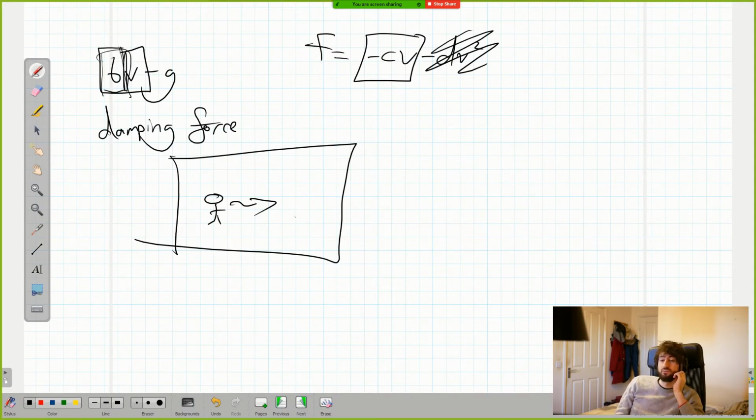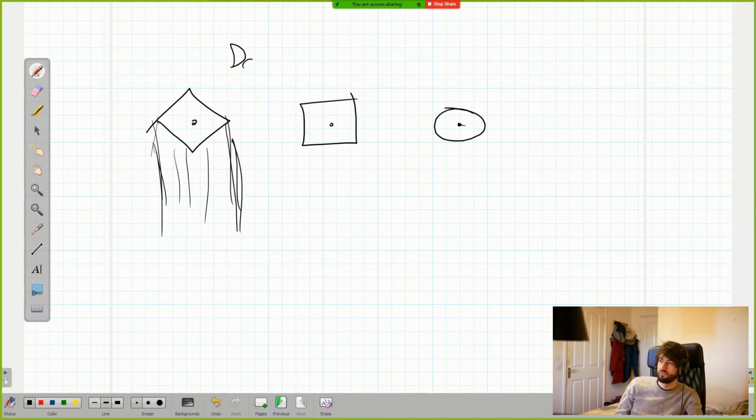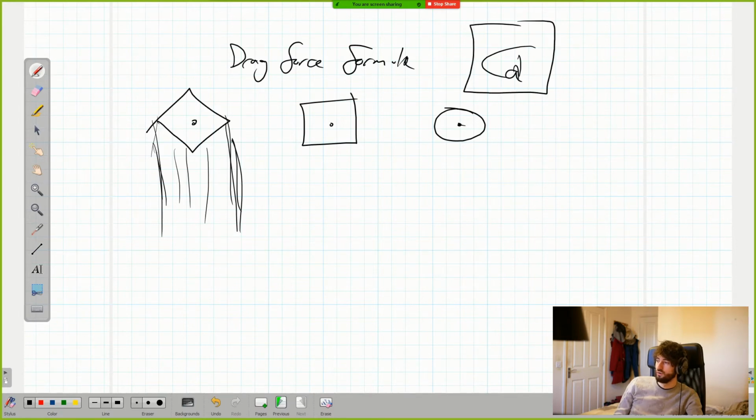Now, if you really want to get into the nitty-gritty of it, there are lots of resources out there, and if you just Google drag force formula, then you'll find how CD is made up, all of the different shapes, and how this might be like a 2.4, and this might be like a 1.2 or something. If you were really hell-bent on making a perfectly accurate physics simulation, you could go and find this stuff. I'm not expecting you to do that.